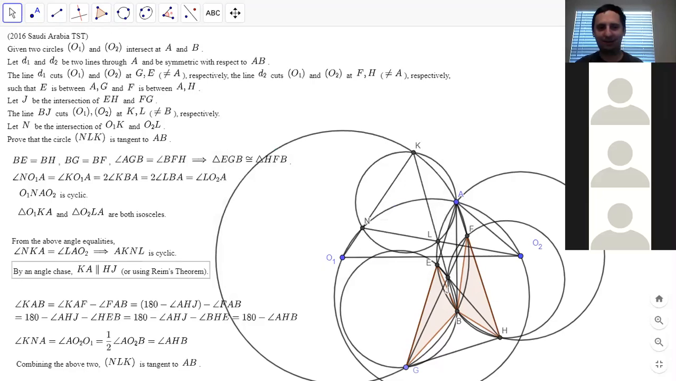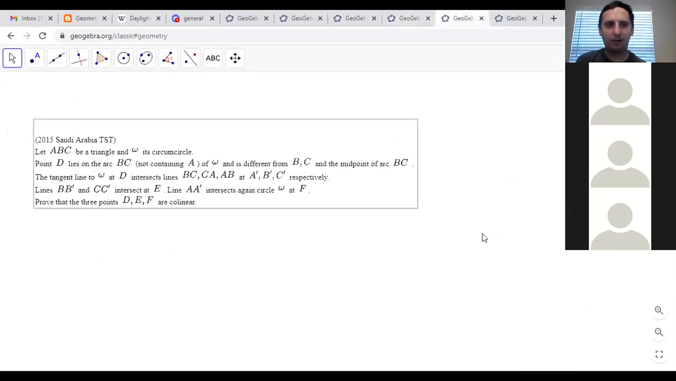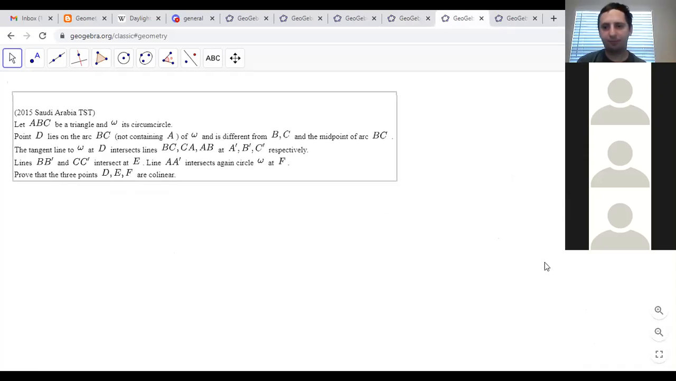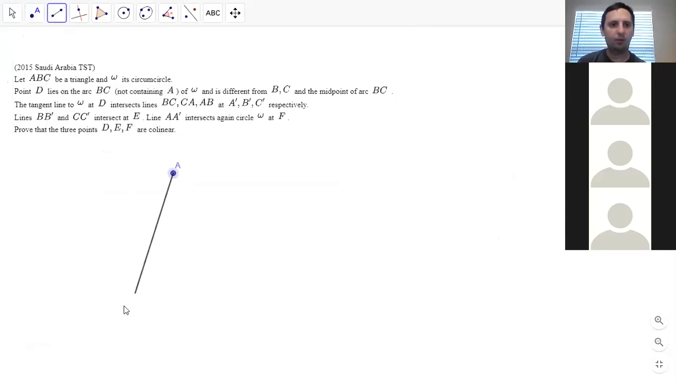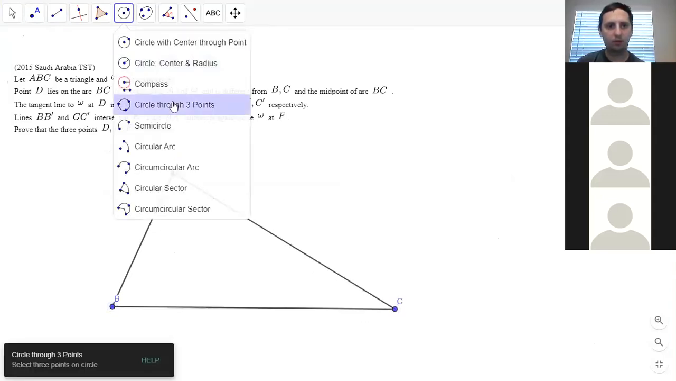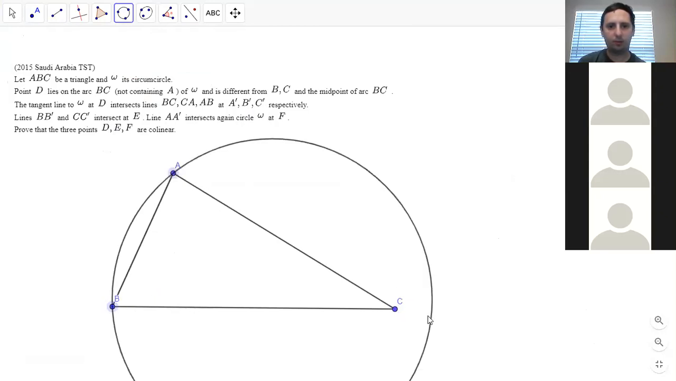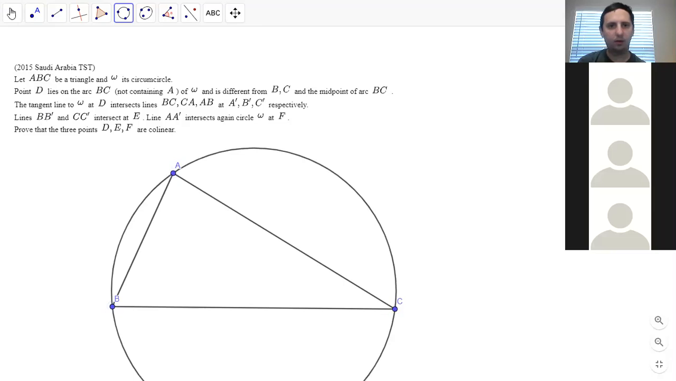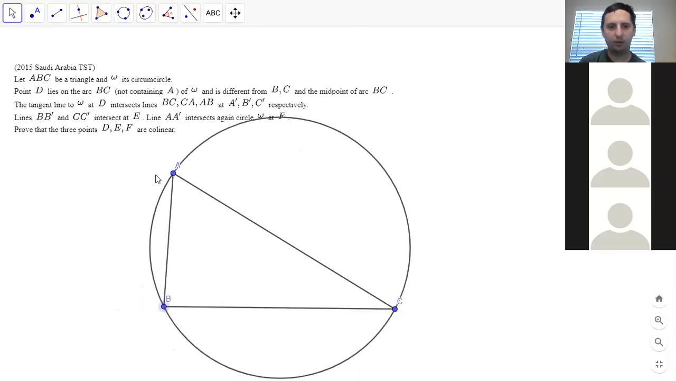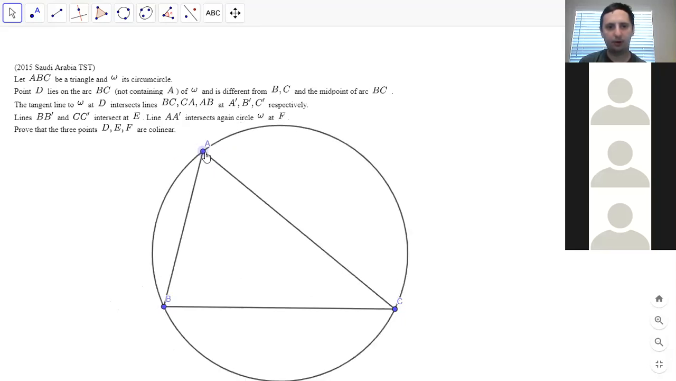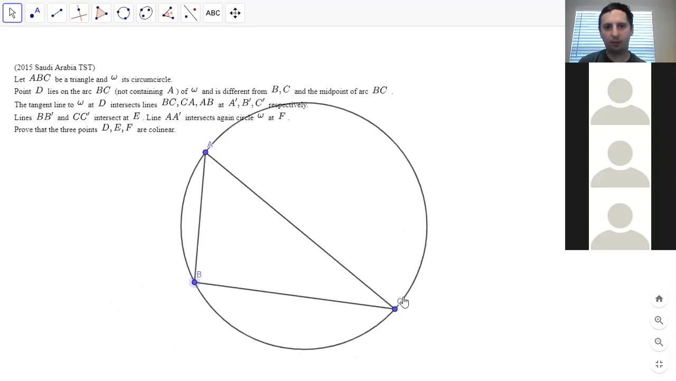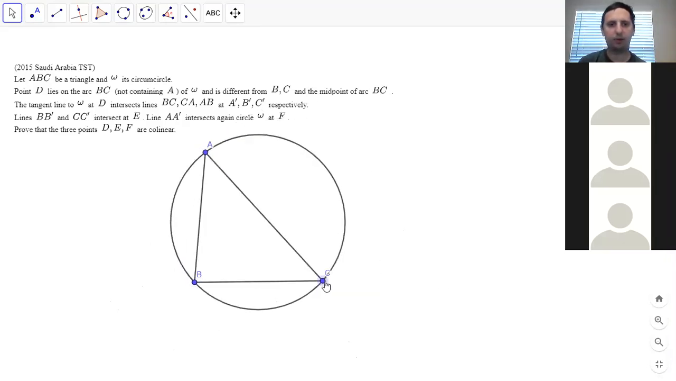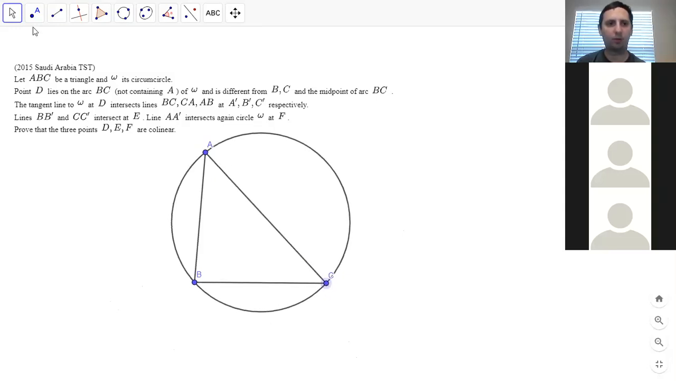All right. Let's see. This one maybe looks easier. It's hard to tell. So we have a triangle and a circumcircle. And then we have a point on arc BC. And it's not the midpoint of arc BC. So any point D, let me shrink this a little bit. And then we want to draw the tangent line at D and see where it intersects all three sides. Okay, so maybe I'll draw it like right here.